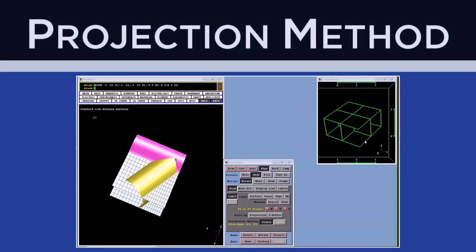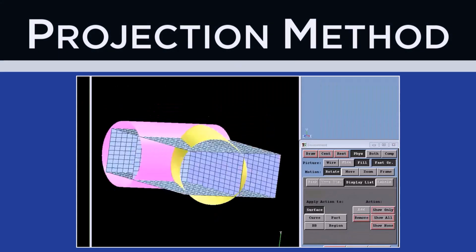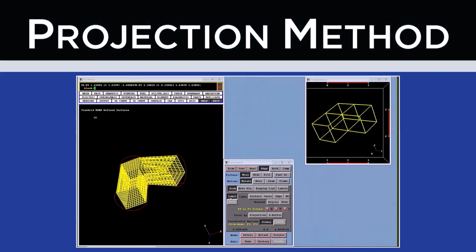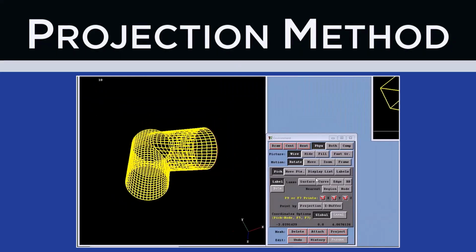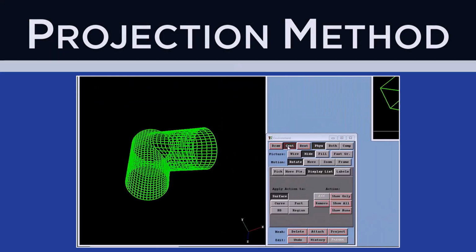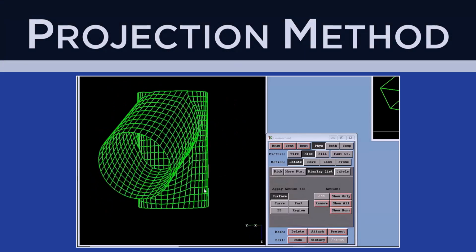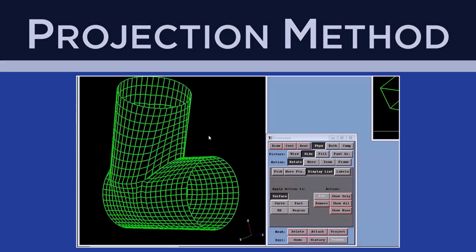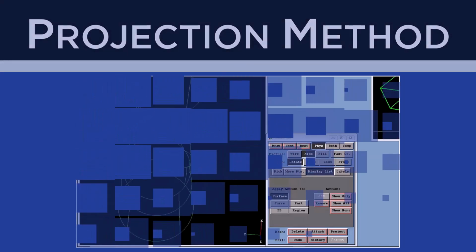TrueGrid meshes are shaped by projecting faces of the mesh onto surfaces. This is known as the projection method. The projection method makes it possible for TrueGrid to faithfully conform the meshes to any geometry. The projection method is quick and easy.